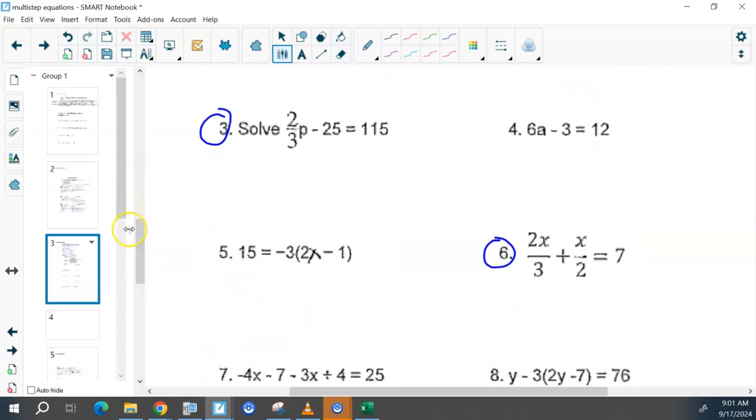Okay, so we'll start with 3 and move on. With all of these, we're trying to get the variable by itself. That's our main goal. So we're trying to get p by itself in this one. We've got to get rid of the 2/3 and the 25. We want to get rid of anything not directly connected to it first, the 25. How would we do that? Add 25. So you're using those inverse operations.